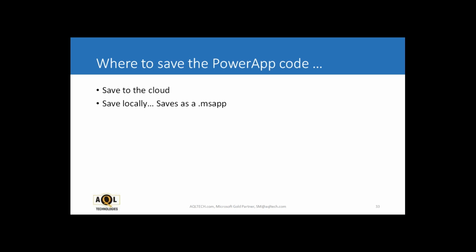Where to save the Power App code? I can save it on the cloud, or I can save it as an MS app locally on my computer as well.